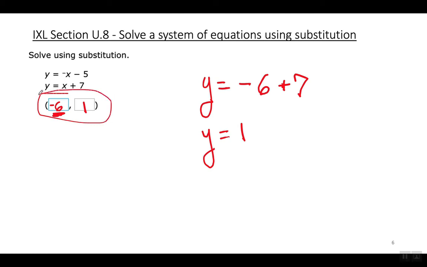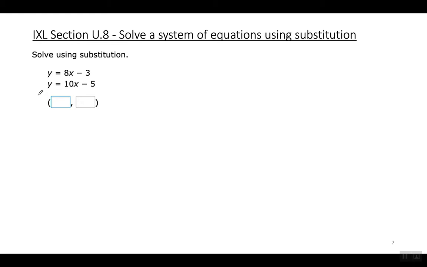All right, that gives me my x and y coordinates. Let's look at another one. All right, so same thing. Since y equals 8x minus 3, I could just substitute all this right here, or I could substitute this one right here. It's going to end up saying pretty much the same thing either way. All right, 10x minus 5 equals 8x minus 3.